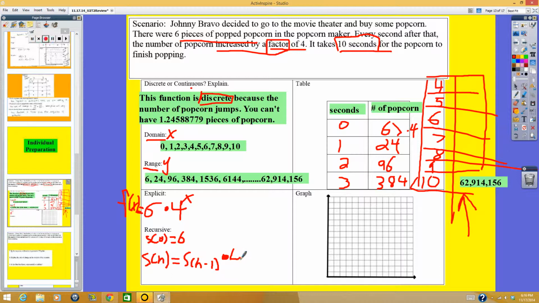And what's happening each time? You're multiplying times 4. So just as a reminder, step 0 should always be in every recursive equation. The only thing that's changing is what's out there and what's here. Okay? Alright, so that is that.